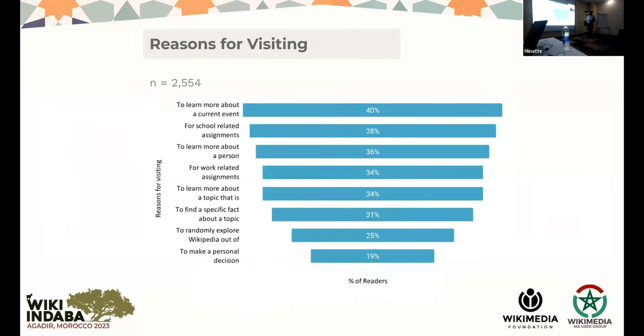Next slide, please. So we asked people all kinds of questions in the survey. One of the questions was, why do you visit Wikipedia? When we group all languages together, I'm seeing a bunch of reasons here that make sense. Many of these are the reasons that people think about inside the Wikimedia Foundation when they're doing product development: learning more about a current event, school-related assignments, work-related assignments, basically reasons for visiting that include information retrieval. I want a piece of information, I go to Wikipedia to get it. Next slide, please.